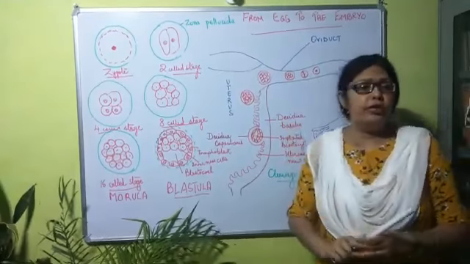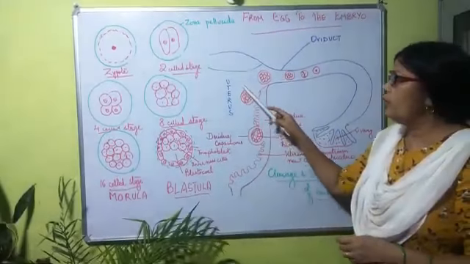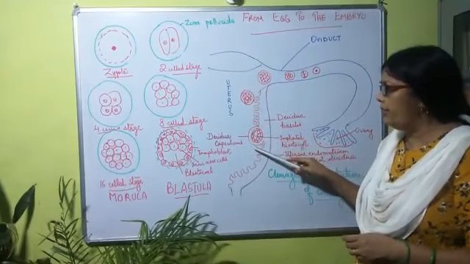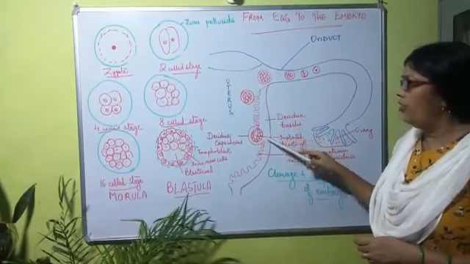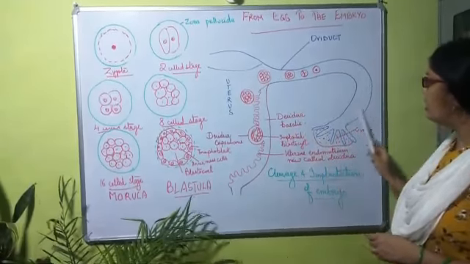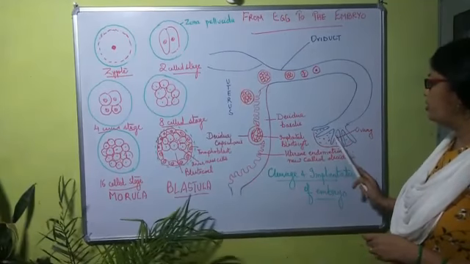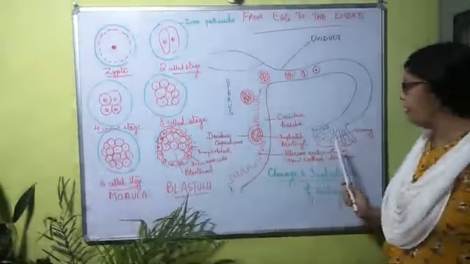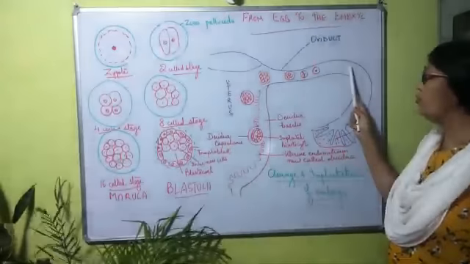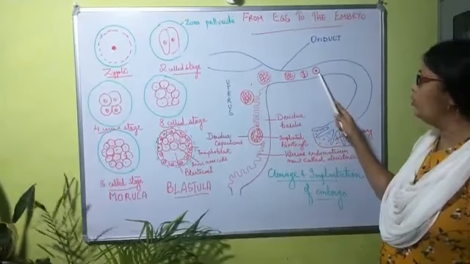On the 4th day, it will reach into the uterus, and after floating for 2 days in the uterus, it will finally get implanted into the endometrial lining. So this is the uterus, this is the oviduct. Here, this is the ovary which has released the ovum. The ovum is picked up by the fimbriae, the finger-like projections, and it is propelled by peristaltic movements into the oviduct. When fertilization occurs, the zygote is formed.